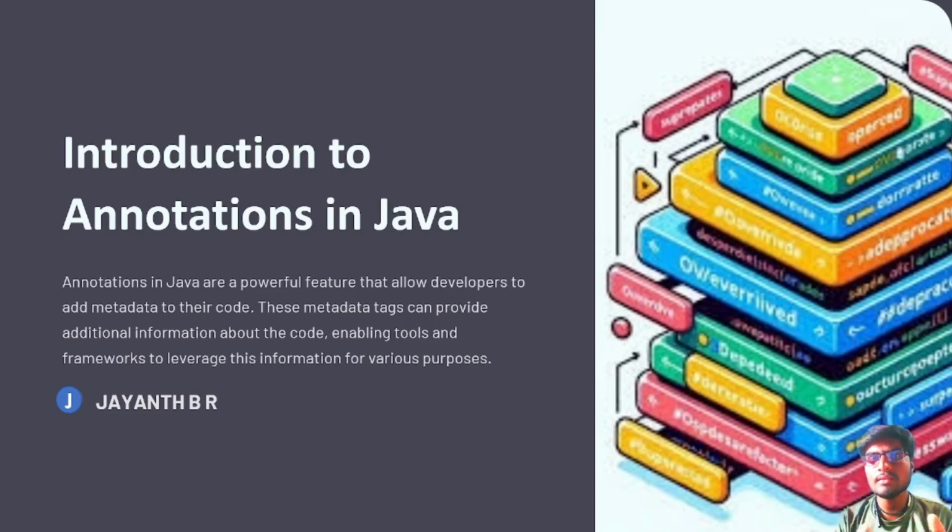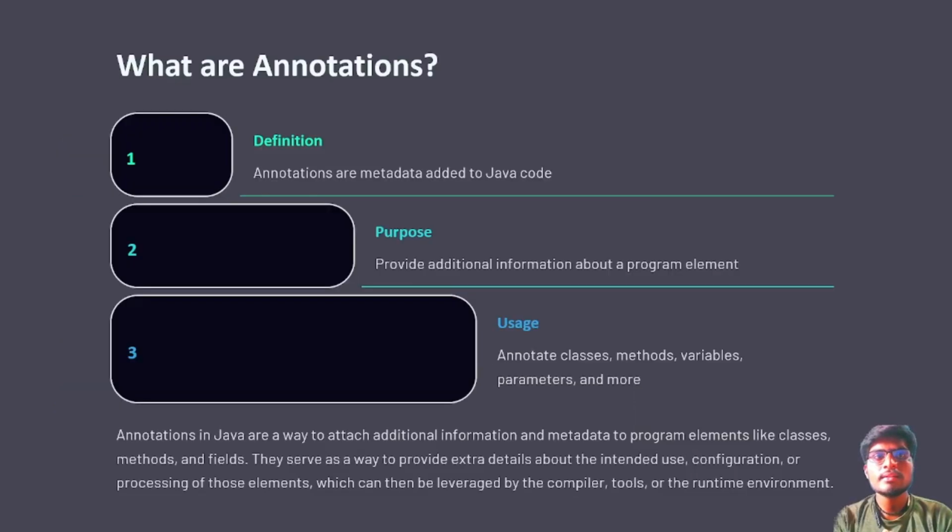And these are all the features of annotations. Let's see the definition of annotation. Annotations are meta descriptions added to Java code. It's nothing but extra data. Meta description is extra features or extra things we are adding to our code to optimize our program. The purpose is to provide additional information about the program elements. Using annotations on classes, methods, variables, parameters and more. In these places we will use the annotations.